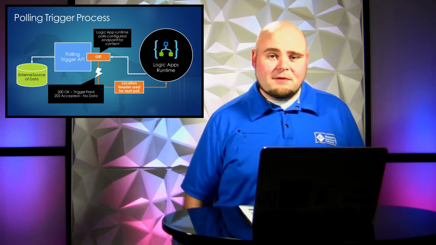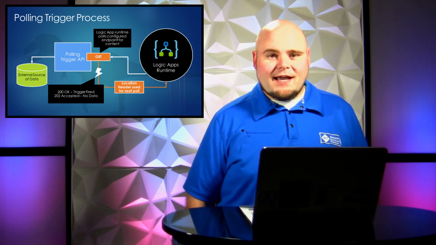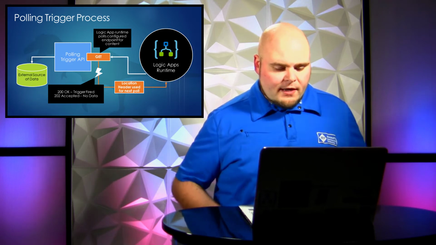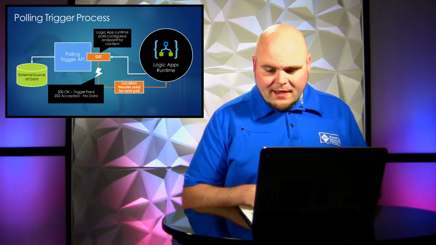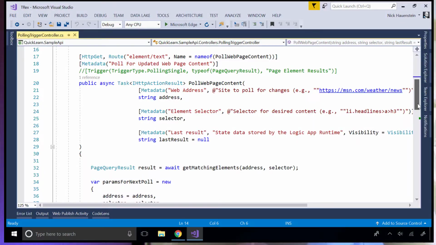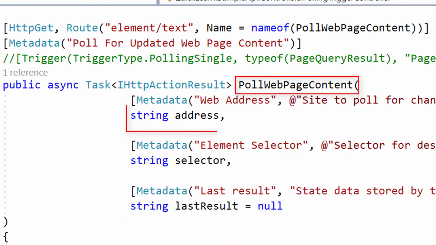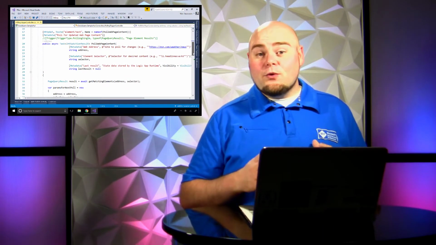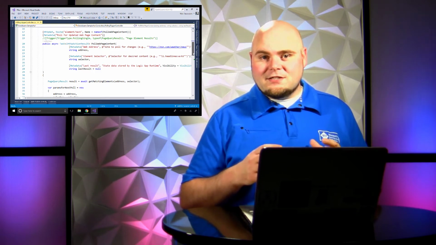Now, to implement that in a custom API where we're using the TRex library, we're going to first write a method that has as its parameters everything we need to go out and check for data. So in this case, we're going to poll for content on a web page. We need the address to the page, we need the element selector for what element we're going to select, and then we need to maybe keep track of the last thing we saw, because we don't want to just poll and fire every single time. We only want to fire if something has changed.